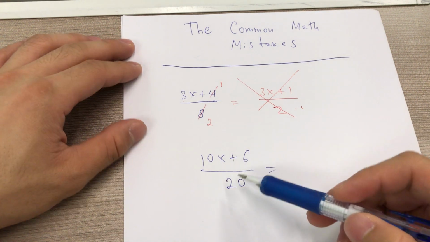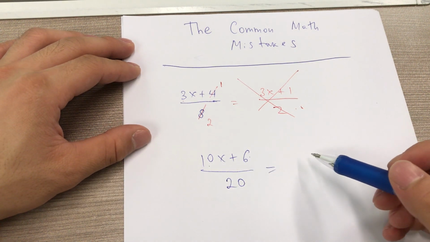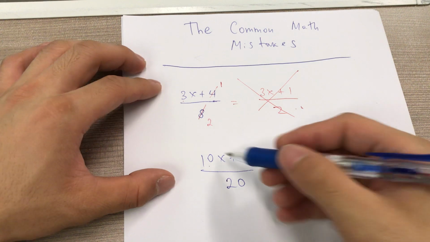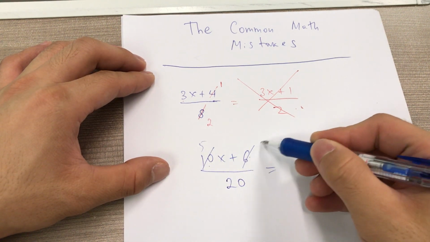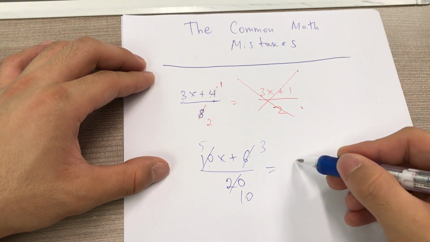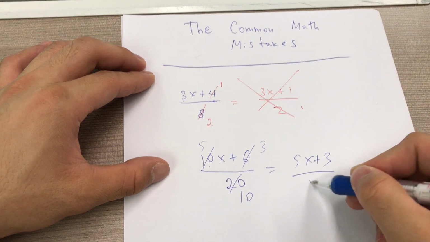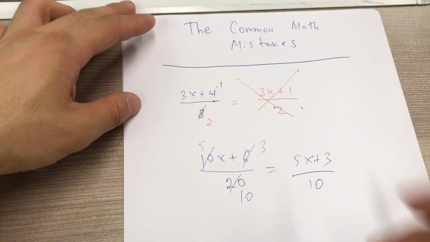But on the flip side, if we had something like this, (10x + 6)/20, let's say. Now look at these numbers, 10, 6, and 20. All of them are divisible by 2. So let's divide this by 2, 10 by 2 is 5, 6 by 2 is 3, 20 by 2 is 10. That means it's (5x + 3)/10. This will be correct, but that is not.